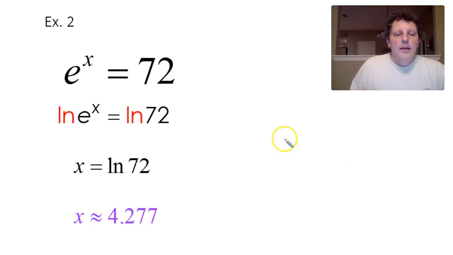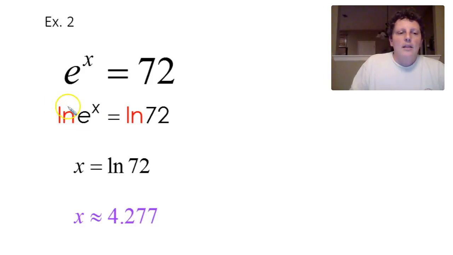Second example, we have e to the x equals 72. Now this is exactly the same as the last one, except when you have an e, what kind of logarithm do you need to use that has a base of e? Well, it has to be a natural logarithm. So what we're going to do is, and this is maybe something that we haven't talked about before, so let's talk about it really quickly.